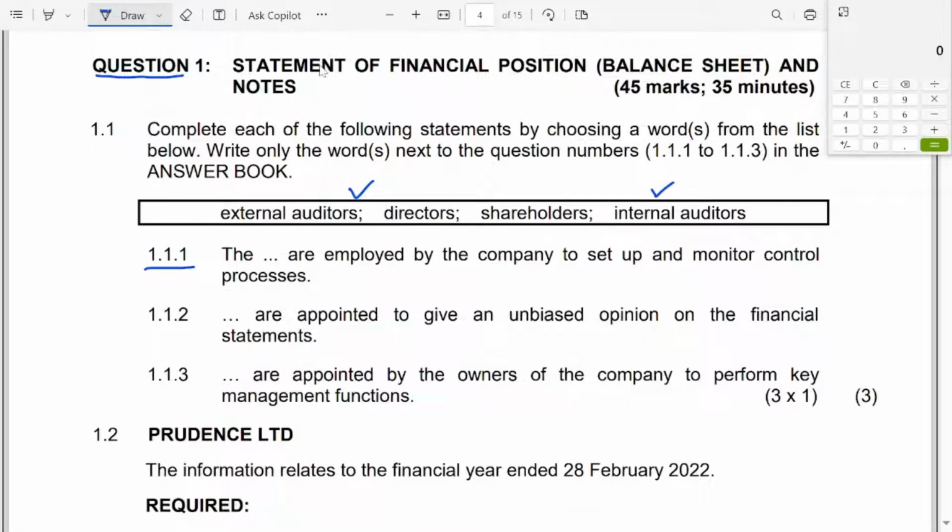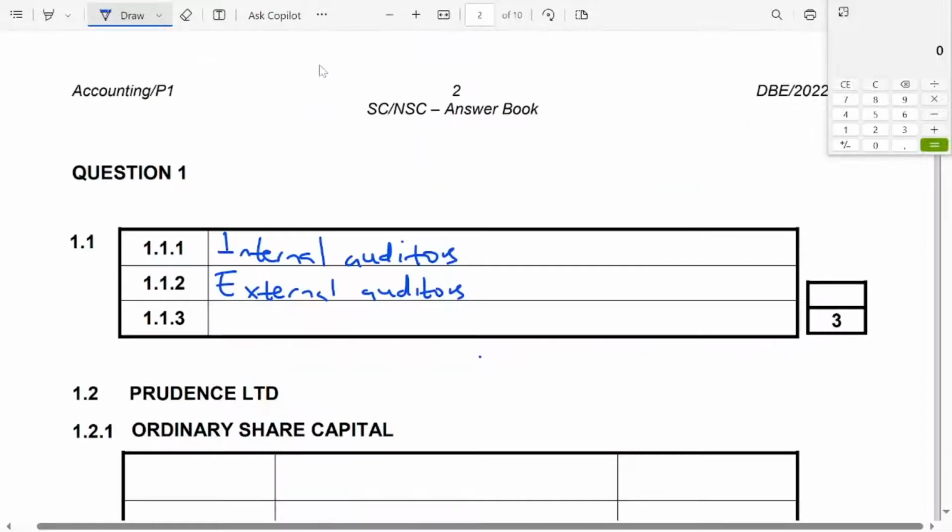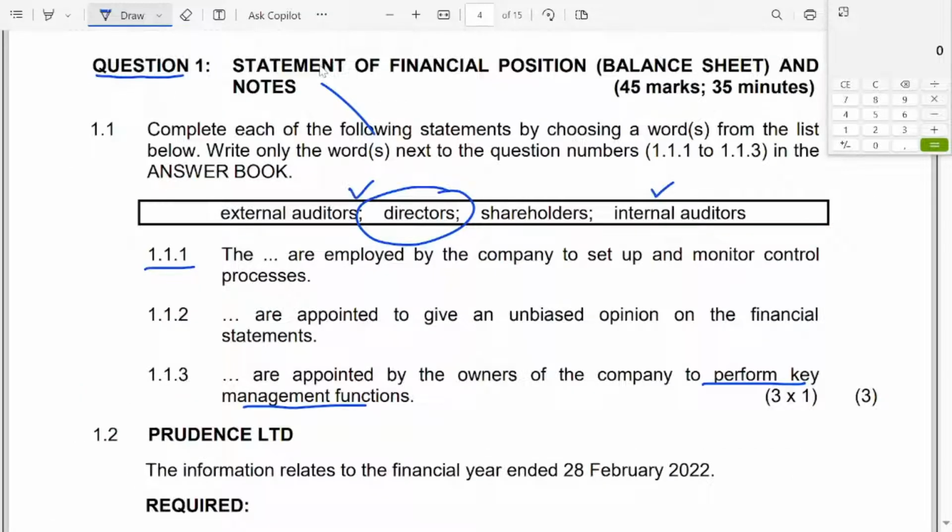Number 3. Dash are appointed by the owners of the business to perform key management functions. So what are those? Those are the directors. Those are directors. And then 1.2.